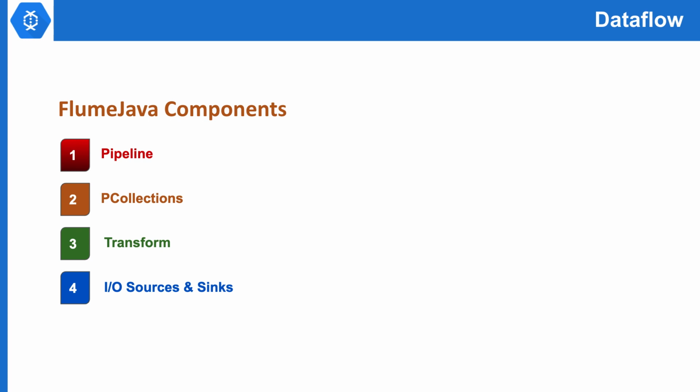Pipeline. A pipeline encapsulates your entire data processing task. It includes reading input data, transforming data, and writing output data. PCollections. PCollections represent data sets in the pipeline. The data represents potentially an infinitely sized set of unbounded data. Transforms. A transform represents a data processing operation. Input, output, sources, and sinks. These are the libraries for reading and writing to external storage systems.